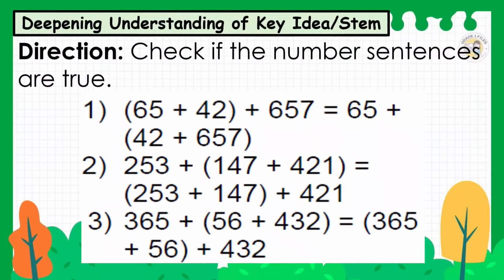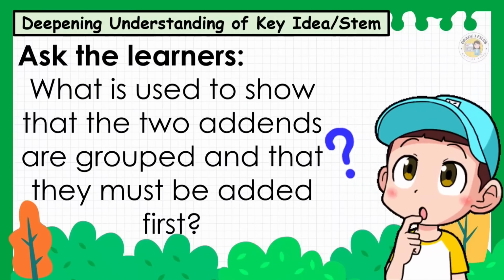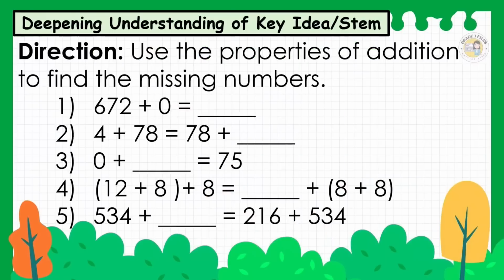Check if the number sentences are true. What is used to show that the two addends are grouped and that they must be added first? What property of addition tells that changing the grouping of the addends does not affect the sum? Use the properties of addition to find the missing numbers.